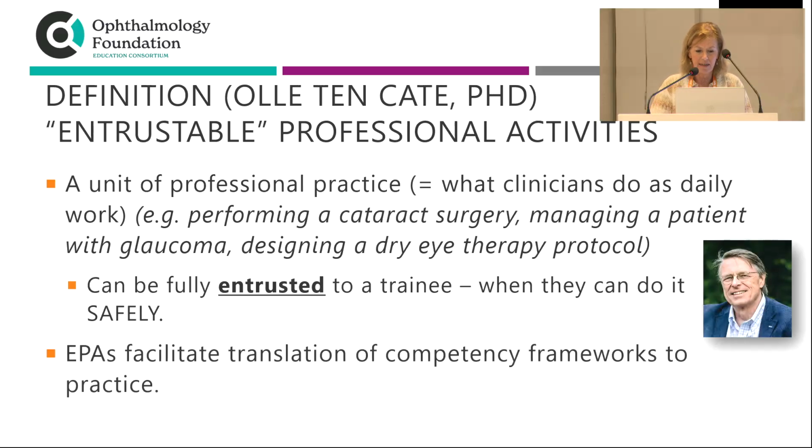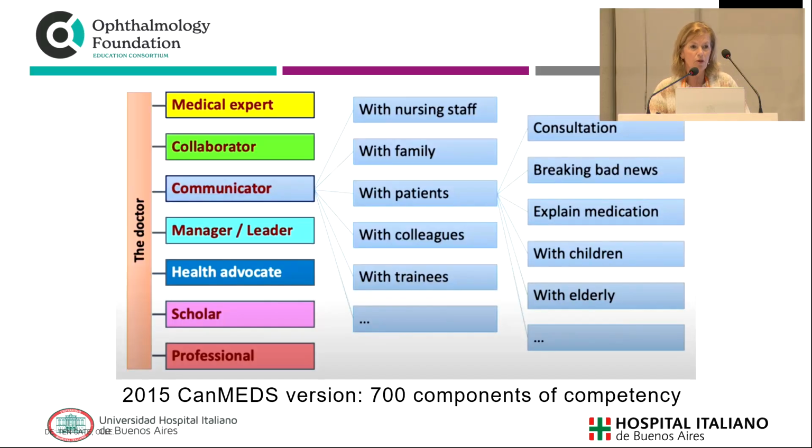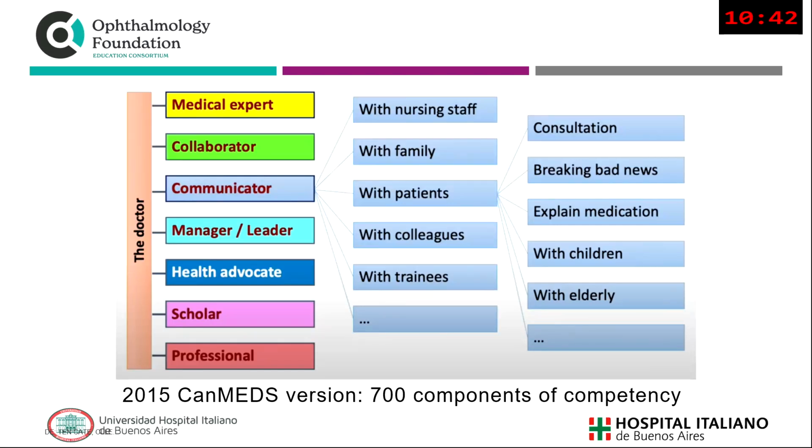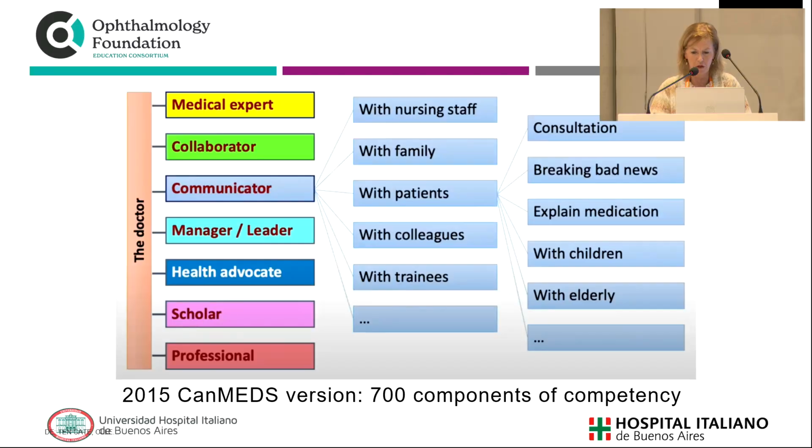EPAs have come to facilitate the translation of competency frameworks to practice. Competency frameworks in the last years have become very granular, and each of the competencies is difficult to assess. In fact, the 2015 CanMEDS version has 700 components of competency, and this has proved to be difficult to assess. So, entrustable professional activities have come to help with this problem.